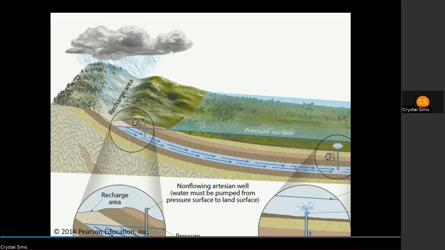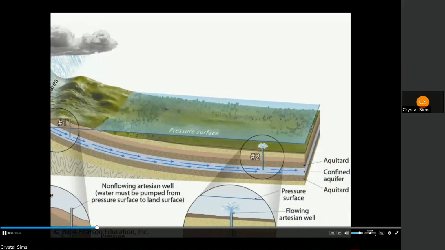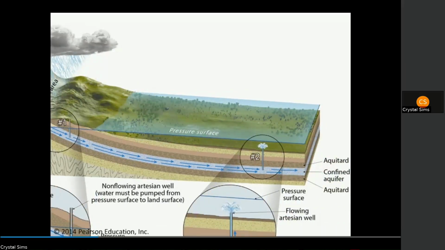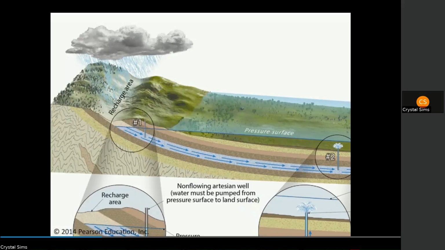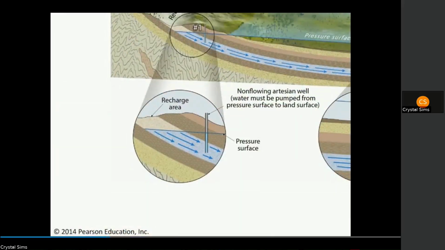So let's take a look at two examples of these artesian wells. We're going to take a look at one that's very close to the recharge area, and then we're going to take another look at a second one that's further away from the recharge area. So let's go ahead and take a look at the first one here. We're going to zoom in on this area. You can see here that we've got an aquifer that's confined by two aquitards, one above and one below. You can see that the top of the groundwater there is the water table.